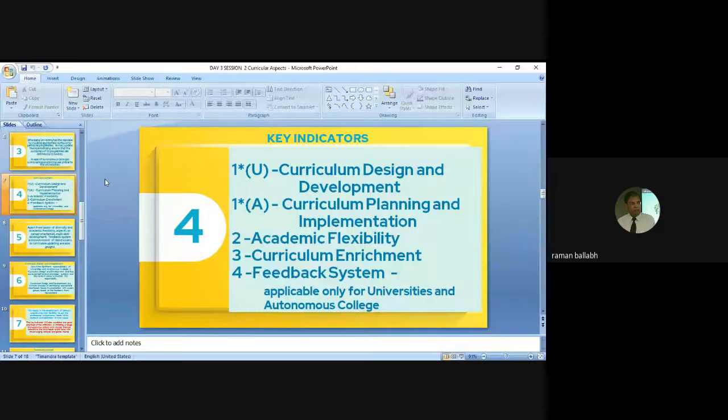The key indicator is curriculum design and development. Since if it is a university, it has to do all those things. Do you have any participant who is creating your own curriculum? Is there anyone in the group who makes their own curriculum? Then I will discuss on this. Otherwise, I will move on.